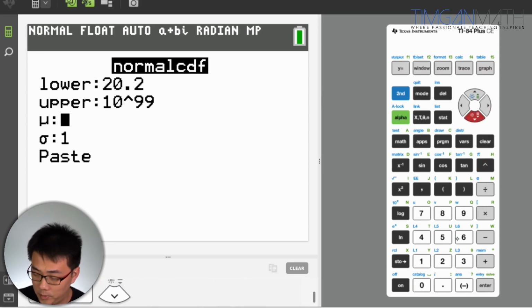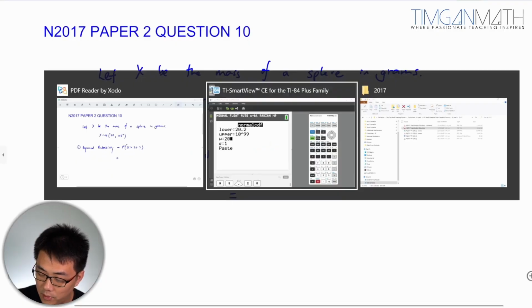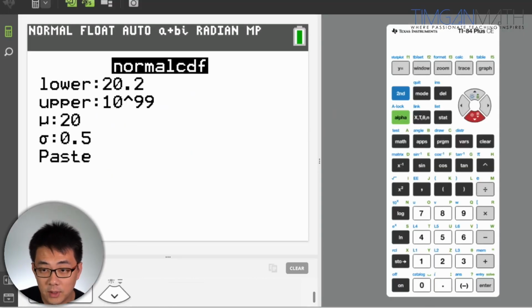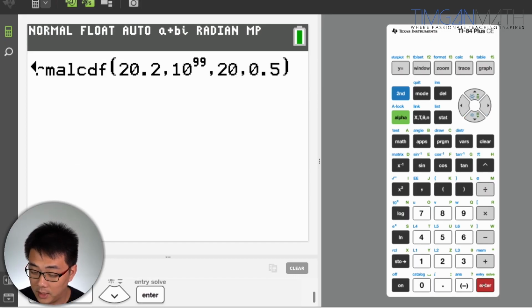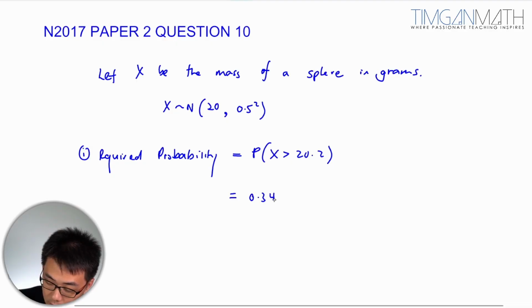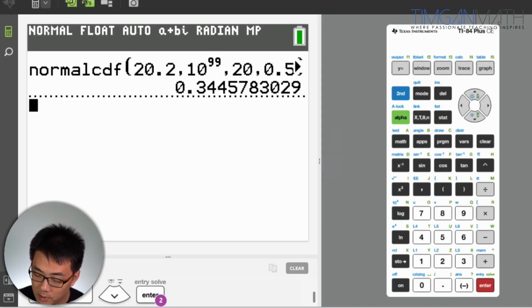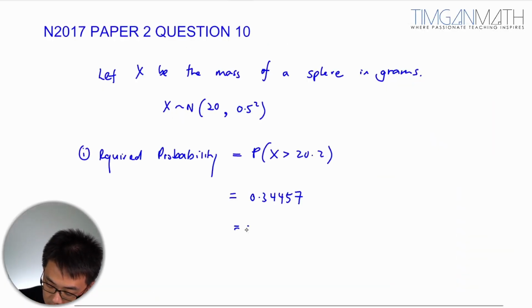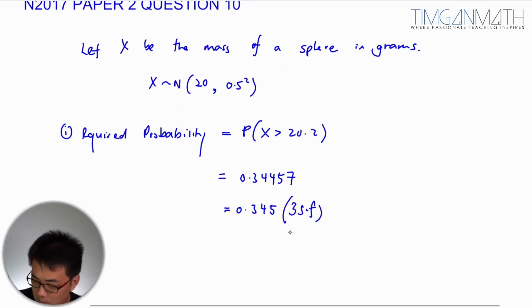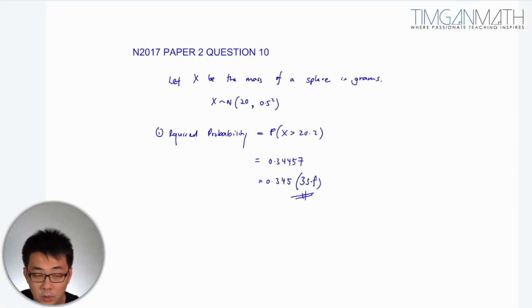And mu will be 20, and of course this is sigma, not sigma squared. So just take note that the variance is 0.5 squared, so the standard deviation is 0.5. Key in the calculator and that will be 0.34457, which is 0.345 to 3 significant figures. So that's how we do the first part.